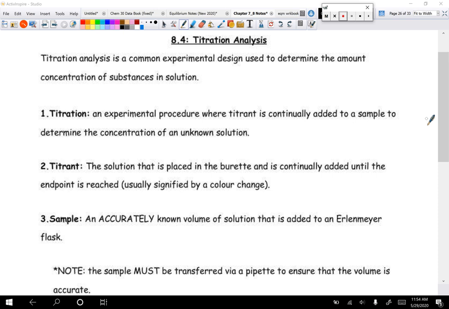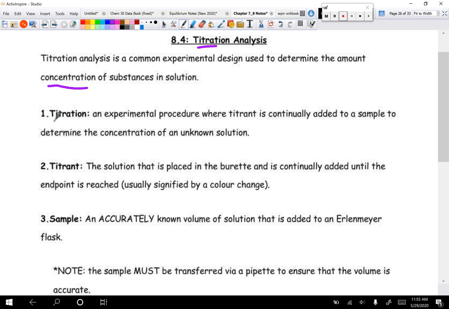Alright, welcome back to our second last lesson for this week, and this is on titration analysis. So I know we haven't really done anything like this, but we're going to go over what titration means, how it's set up, and all the stuff that kind of goes along with it. So what a titration is, it's a common experimental design used to determine the amount concentration of substances in solution. So that is kind of their primary function, to determine concentrations of stuff.